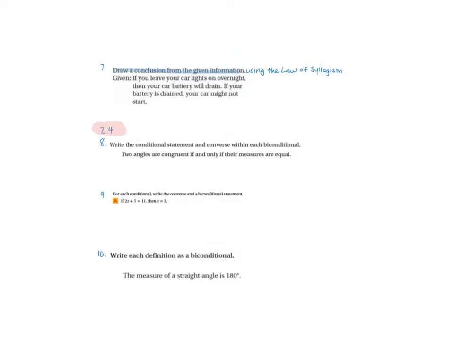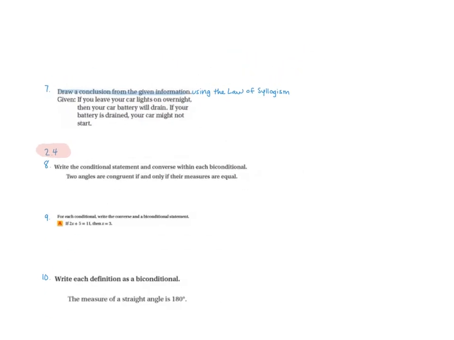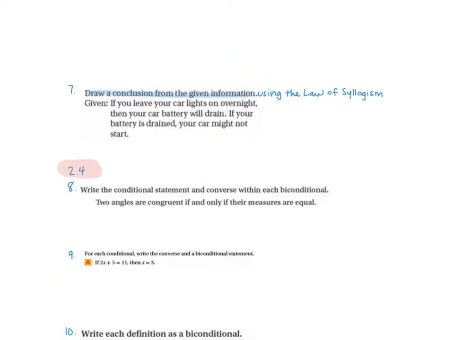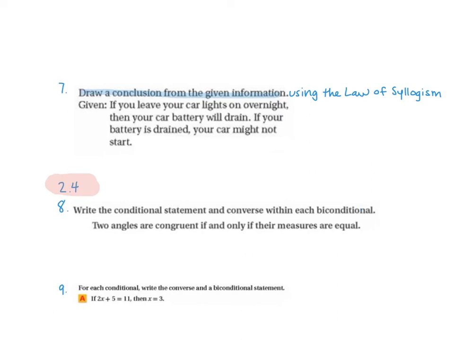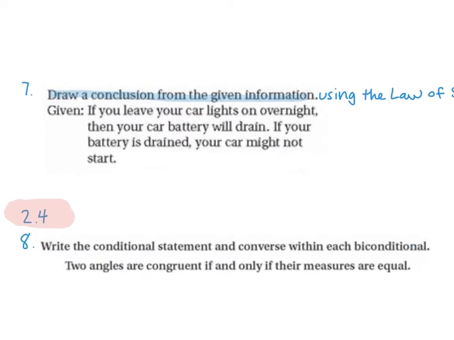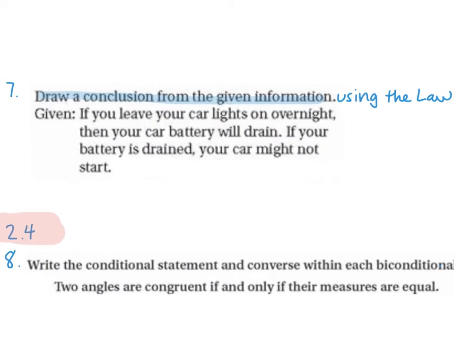In 7, we're going to use the law of syllogism again. But in this case, we need to draw a conclusion. So before it gave us a conjecture and we had to state whether it was valid or invalid, now we're going to use the law of syllogism to draw a conclusion. So in our given, we have, if you leave the car lights on overnight, this is our P, then your car battery will drain. This will be our Q.